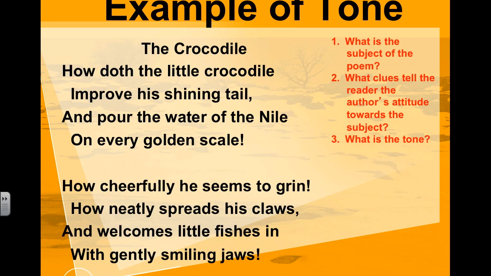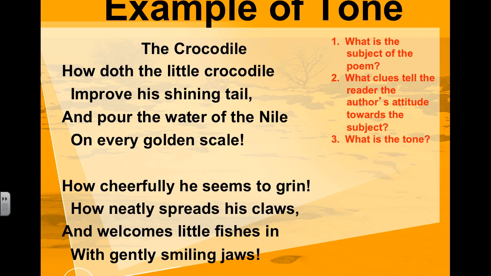So, we have this nice little poem here. The Crocodile. How doth the little crocodile improve his shining tail, and pour the water of the Nile on every golden scale? How cheerfully he seems to grin, how neatly spreads his claws, and welcomes little fishes in with gentle smiling jaws. Okay, so we need to ask ourselves, what is the subject of the poem?